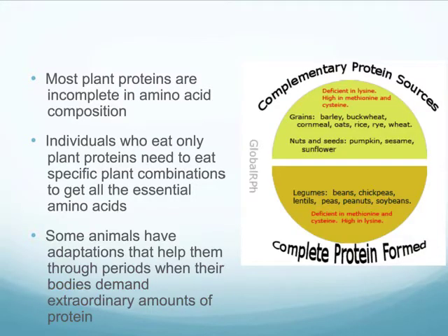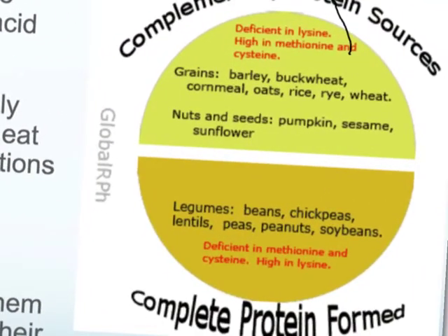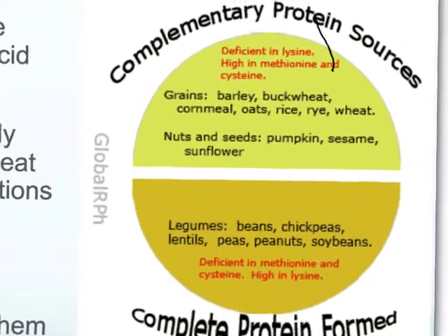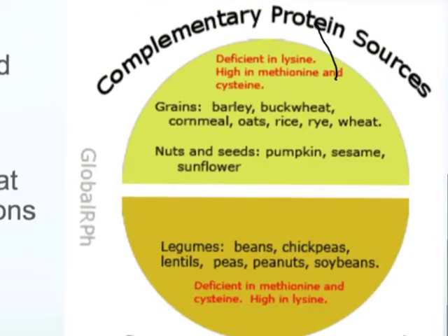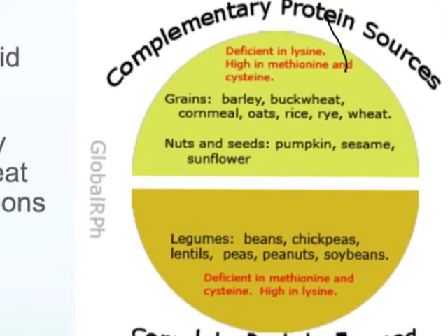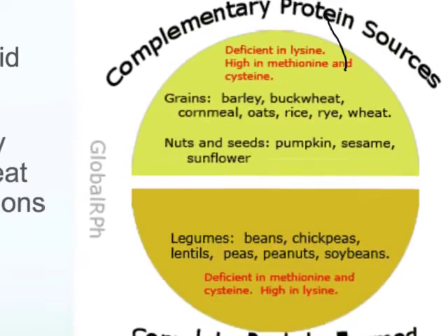All right, continuing with what I said. Most plants don't actually have the complete amino acids, and so if you look at this diagram over here, you can see grains, barley, buckwheat, cornmeal, those types of things, nuts like pumpkin and sunflower seeds. They're protein sources, but they're deficient in some key ones, right? They're deficient in lysine, but they're high in these other ones.